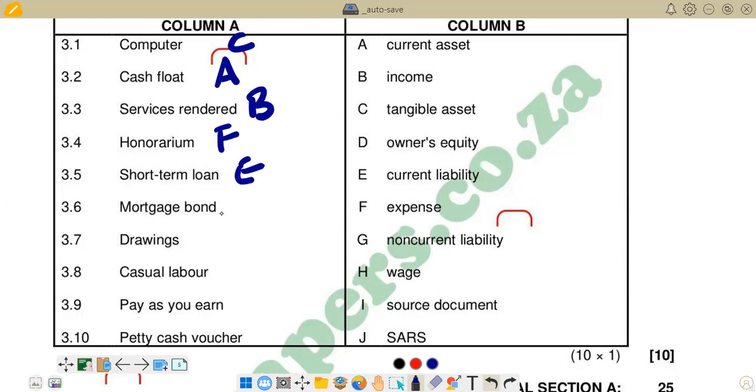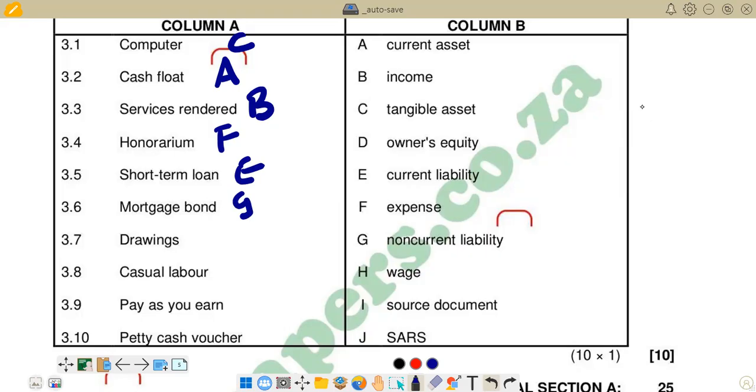Then we've got mortgage bond, which is the opposite. It's a non-current liability there. So we've got our G there. Then we've got our drawings, and we check which one is most appropriate there. On our drawings, we go down the questions that we have. We know that the drawings reduce the owner's equity. The drawings reduce the owner's equity. It is not an expense, but it reduces the owner's equity. So you see that in the formula that we use to get the final balance of our owner's equity, we also have drawings as part of that formula.